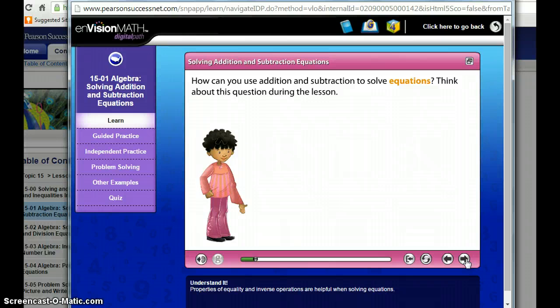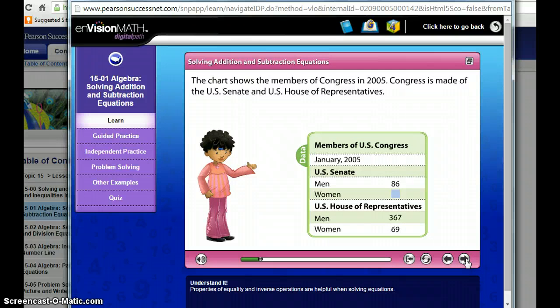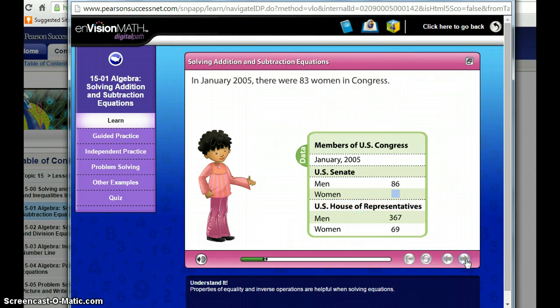How can you use addition and subtraction to solve equations? Think about this question during the lesson. The chart shows the members of Congress in 2005. Congress is made of the U.S. Senate and U.S. House of Representatives.